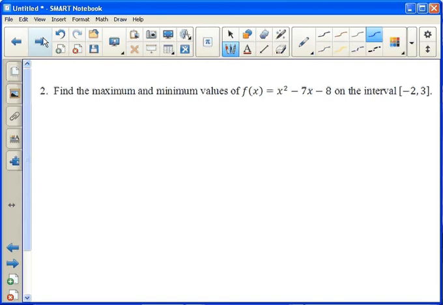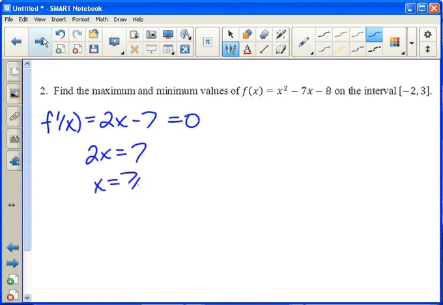So first, find the derivative, set it equal to 0. I get 2x equals 7, or x equals 7 halves. Double check, 7 halves is in fact in our interval, so that's good. So now I take the critical number, I may have more than one, but here I only have one. Take the critical number and the endpoints and plug them back in the original equation. So let's see. Oh, sorry, I wrote that backwards. We're going to be plugging in 7 halves, not 2 sevenths.